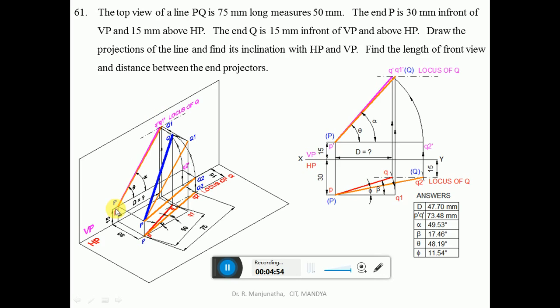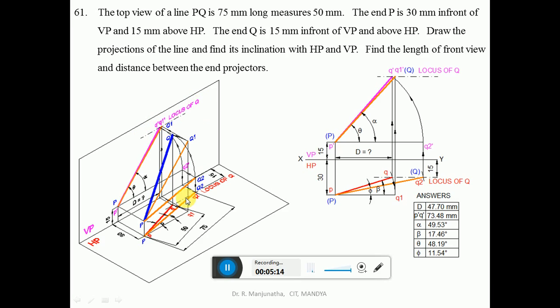So with P dash as center, take the radius of P dash Q2 dash, then draw an arc such that it cuts the end projector at this point, so that you get this q dash. Once you get this q dash, we get the locus of q in the front view.